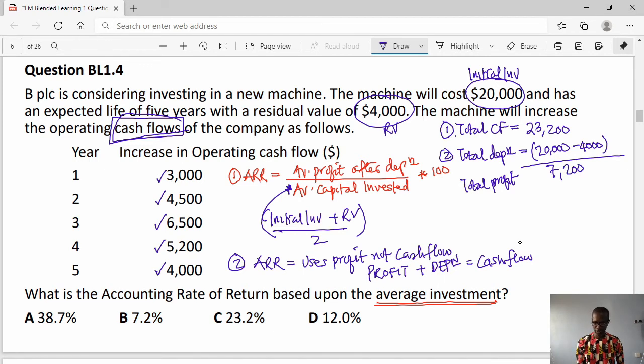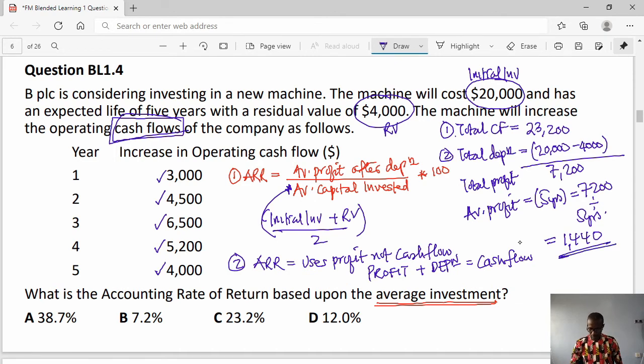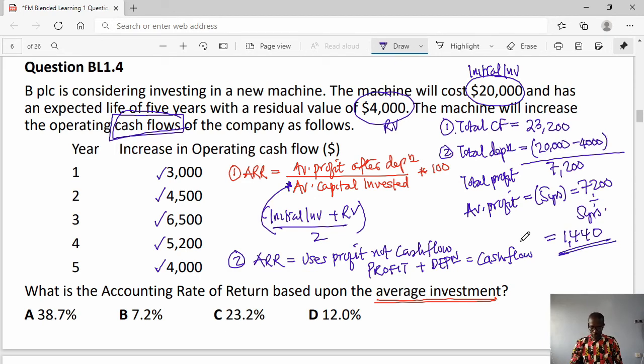But remember, the formula is not total profit after depreciation. The formula is average profit. So to get the numerator, the average profit after depreciation over 5 years is 7,200 divided by 5 years. Each year it is 1,440. Use your calculator to do these. So the numerator is 1,440.